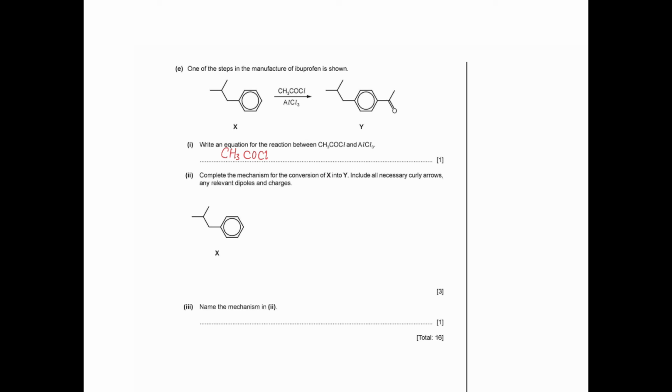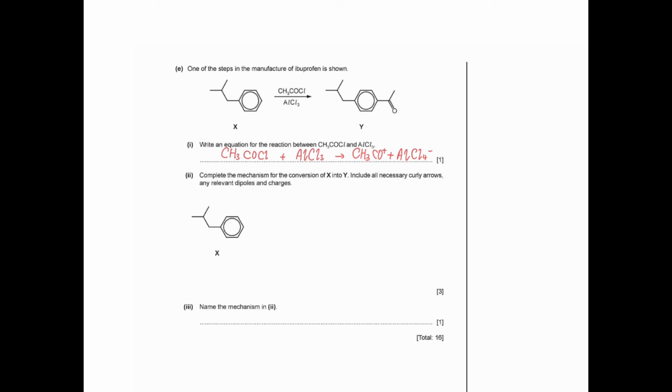So we write CH3COCl. This is acyl chloride. It reacts with aluminum chloride. The catalyst will take the chlorine to form this, and after losing Cl, this one will be CH3CO with a positive charge, which is the electrophile. And the electrophile, if you still remember the mechanism, will stick to the benzene ring.